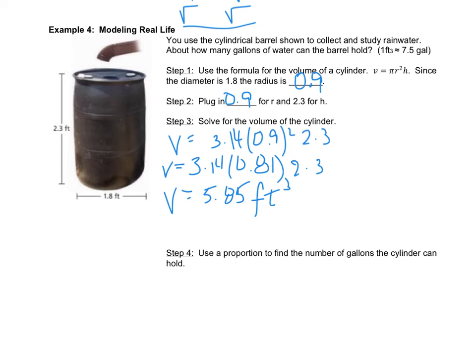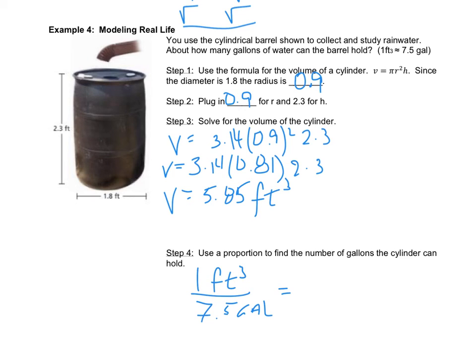This time they're not asking for the volume. We need the volume, but we're not asking that for the final answer. What we want to do is figure out how many gallons. So step 4 is let's use a proportion. There are other ways to do this, but let's use the proportion. So in my proportion, I'm going to set this one up as 1 cubic feet as compares to 7.5 gallons. Now you remember a proportion is 2 equal ratios.